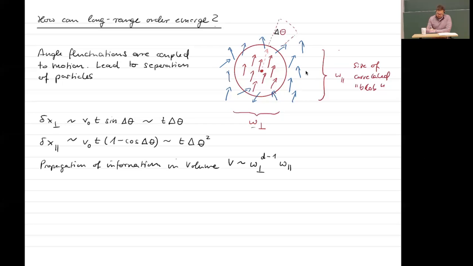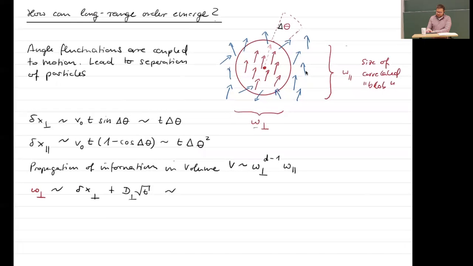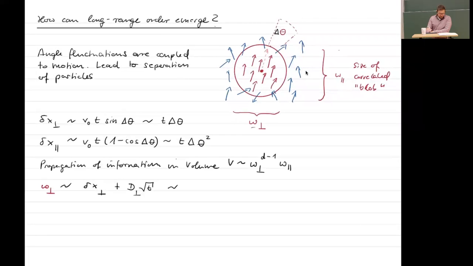Now we look at how these W's scale. The W perpendicular scales with delta x perpendicular plus some number of spreading times the square root of t. This number we just call D perpendicular. I can imagine that many of you are now angry that you don't know what this D perpendicular is, but that's not the point. There are all these prefactors and they're not interesting to us. It's just some number, and we have to write it down because it's in this sum. Then we just plug this in. That's t delta theta plus D perpendicular square root of t.